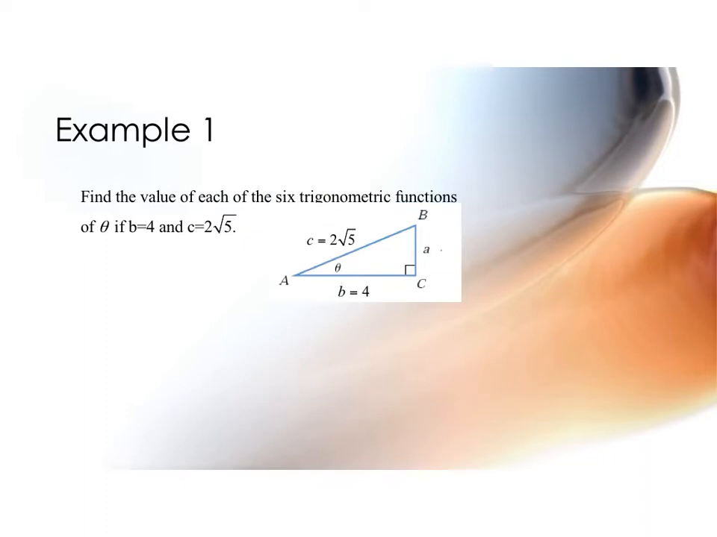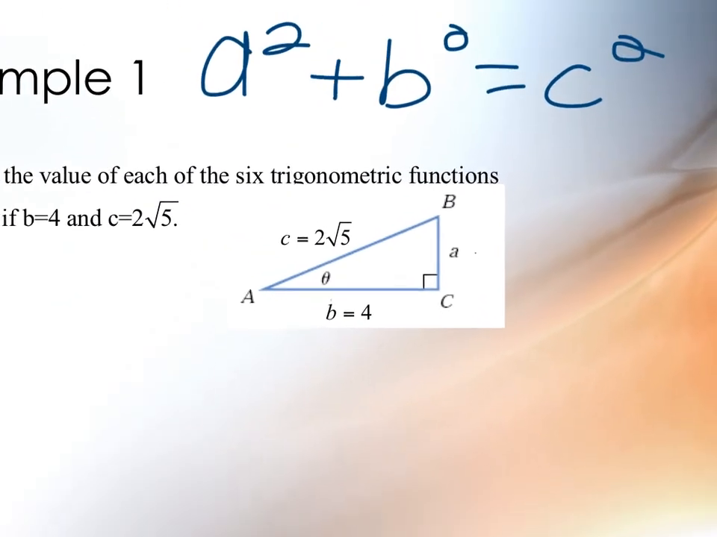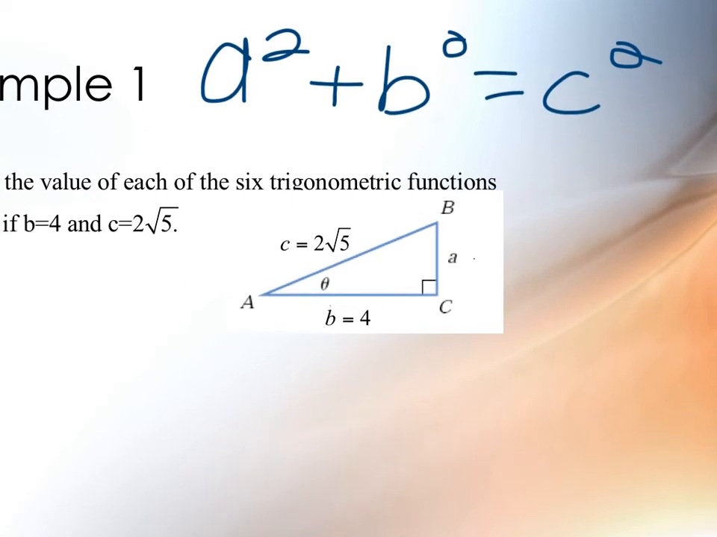Example one says, find the value of each of the six trig functions of theta if B is 4 and C is 2√5. So in order to get all six, you need one other piece of information. What is that? A. How do you find the missing side of a right triangle? Pythagorean theorem. A squared plus B squared equals C squared. What does it matter which one's A and B? A and B don't matter, right? But C has to be the hypotenuse.